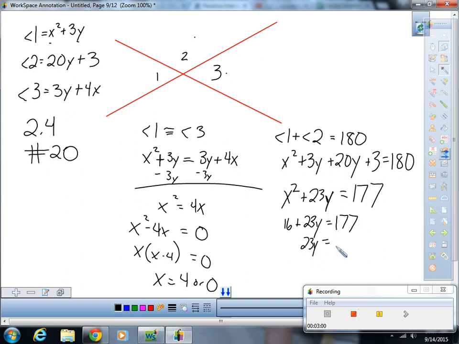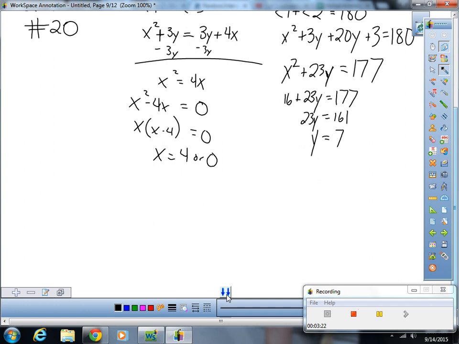23y equals 177 minus 16 is 161. And 161 divided by 23, you get y equals 7. Well, remember, that was what happened if x was 4. What if x was 0?